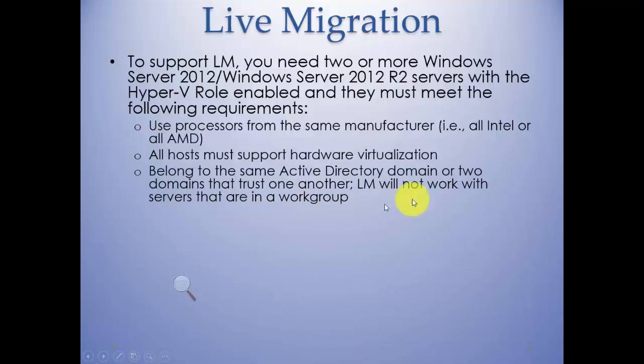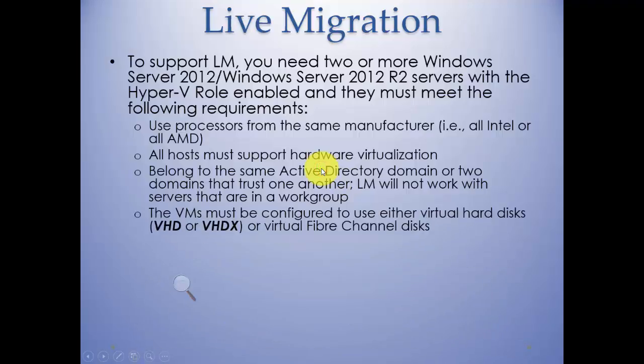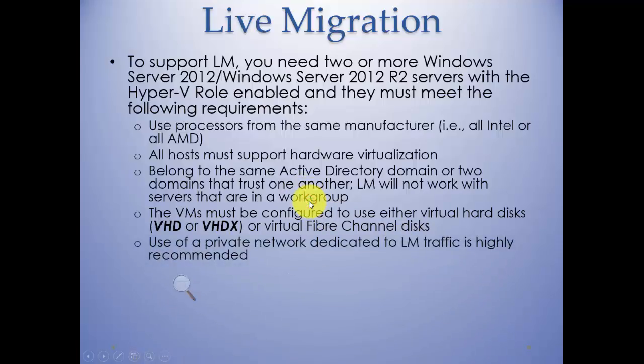Belong to the same Active Directory domain or 2 domains that trust one another. LM will not work with servers that are in a workgroup, right? So a domain environment is a must for LM to work. Fourth, the VMs must be configured to use either virtual hard disks, VHD or VHDX, or virtual fiber channel disks. So of course, these are the disk types in Hyper-V. Then use of a private network dedicated to LM traffic is highly recommended but not compulsory.